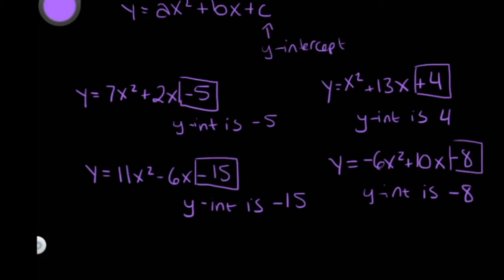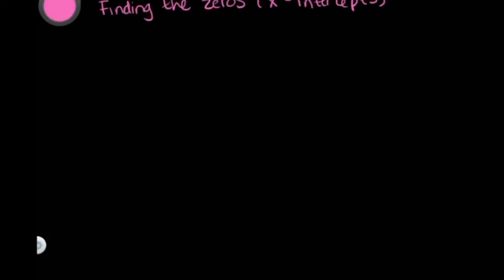So now we're going to look at finding the x-intercepts. Remember, we call the x-intercepts our zeros. So the second thing, like I just said, is to find the x-intercepts. Remember, these are called our zeros. In order to find them, we have a couple of steps. The first step is going to be to change the equation from standard form into factored form.